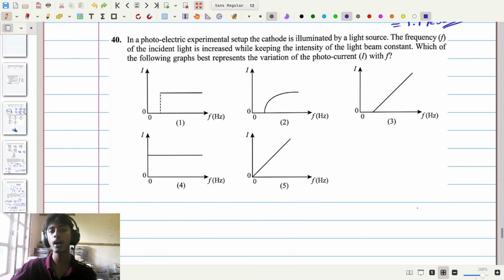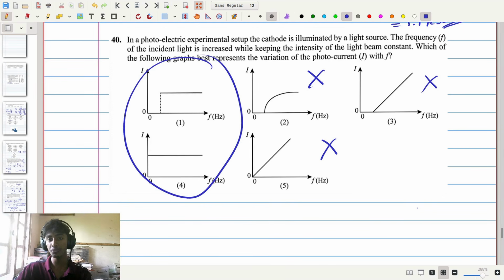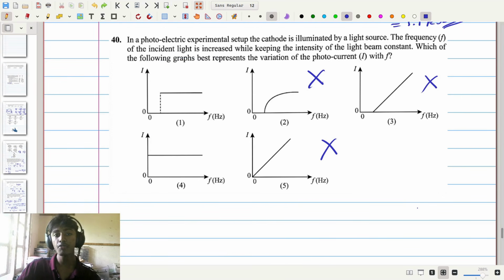So therefore, answers 2, 3 and 5 are all wrong, since in each of them, as we increase frequency, the current also increases. Now consider the other two remaining answers. You can see in answer number 1, we have a constant current, but it only starts at a certain minimum frequency. In the fourth one, however, we have a constant current that starts at f equals 0.